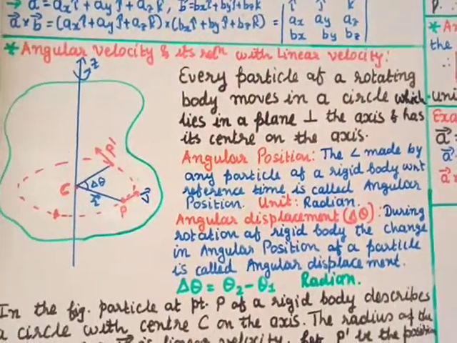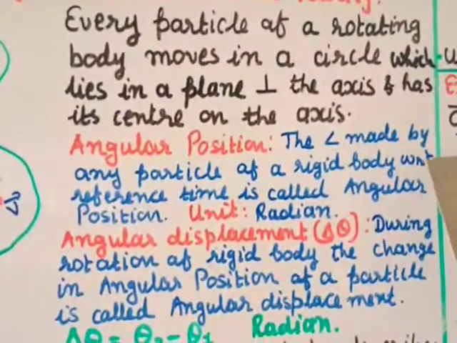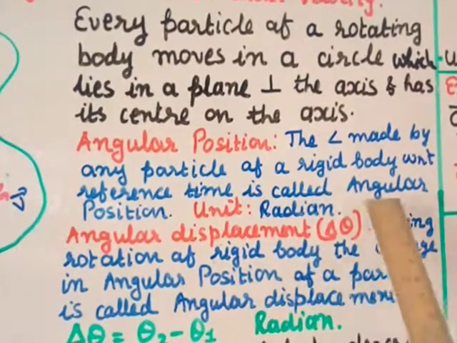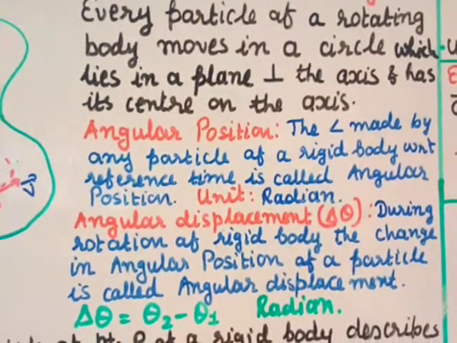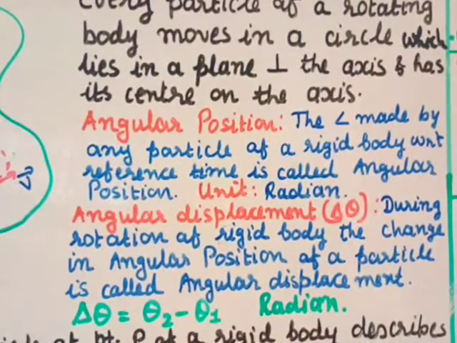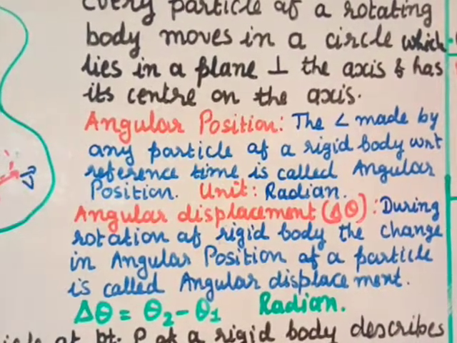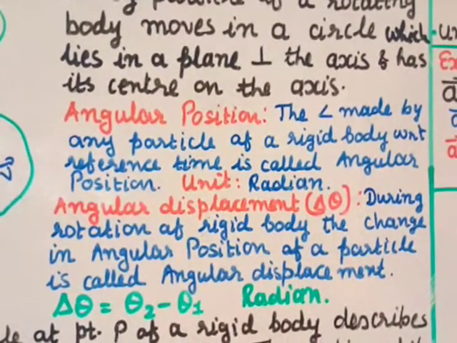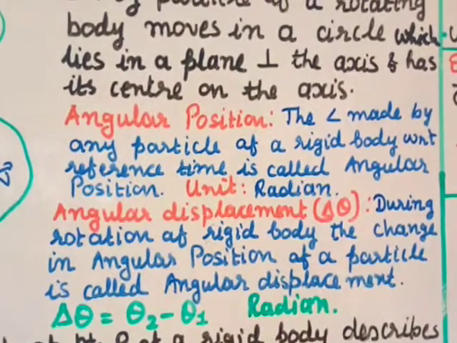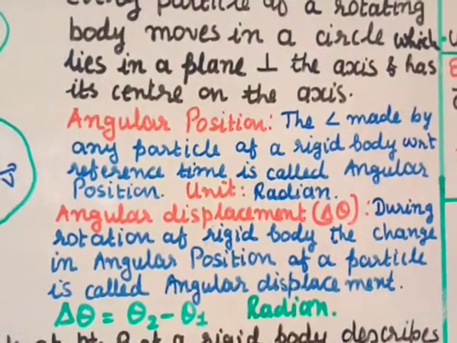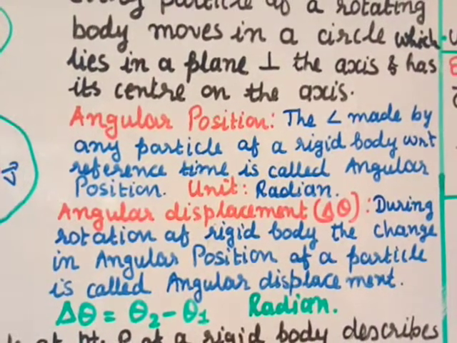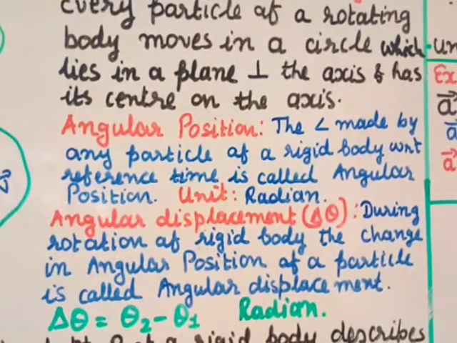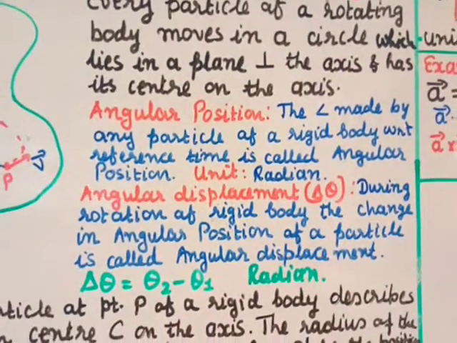Now let us define angular position. The angle made by any particle of a rigid body with respect to a reference is called angular position. So angular position means the angle made by a particle of a rigid body with respect to a given reference. And the unit we use is radian, because it is an angle.